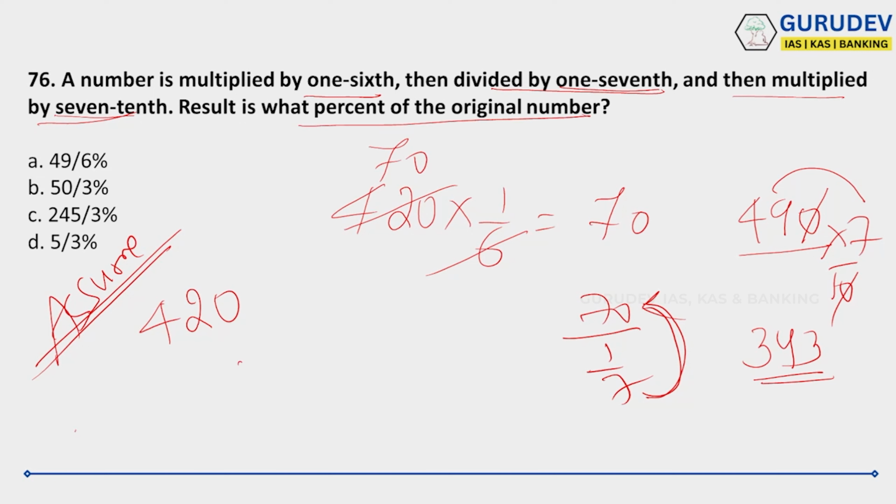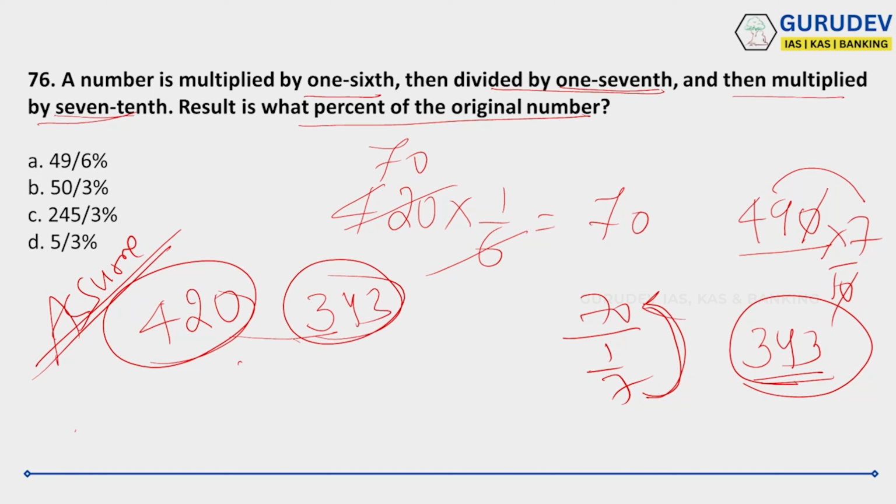Okay, the result is what percent of the original? What is the original number we have taken? 420. What are we getting here? 343. He is asking what is the percentage: 343 is what percent of 420. It is a simple one. 343, the result is what percent of the original number?